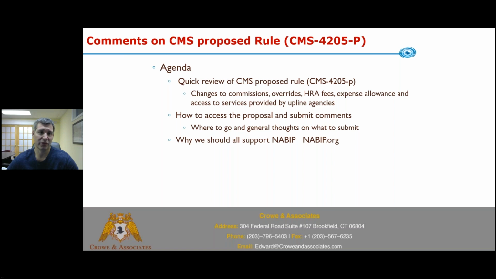The agenda: we'll do a quick review of the CMS proposed rule. It's called CMS-4205-P. I'll talk about the changes it's going to make to commissions, overrides, HRA fees, all the details, and how it impacts agents and agencies. I'll talk about how you access the proposal online. It's not quite as straightforward as you would think, and how you would submit a comment. And then lastly, I'll just mention NABIP. It's become very obvious and apparent how important they are to us as agents, as independent agents. So I'll just talk about them for a little bit.